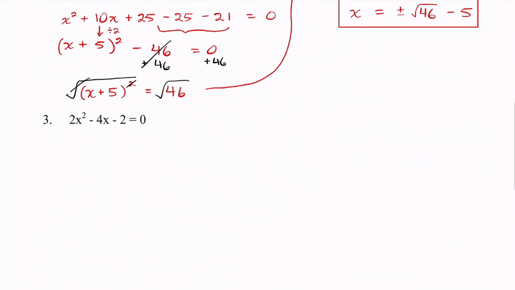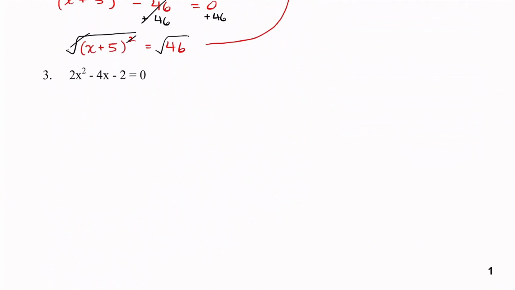Moving to number 3, we got 2x squared minus 4x minus 2. So everything's already on the left side. Then what we can do, I see there's a factor of 2 in front of that x squared, so I'm going to pull out the 2. And remember, we only factor that out of the first 2 terms. So only the very first 2 terms. So we're going to get 2 times x squared minus 2x. And then that minus 2, we do not factor it out of that.